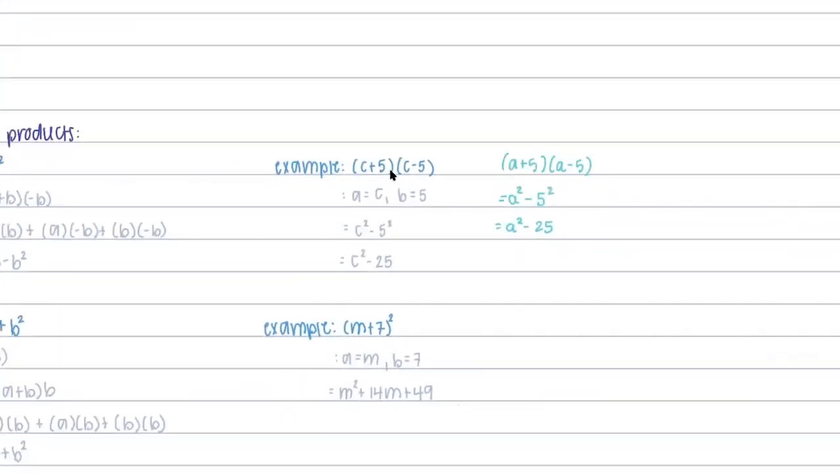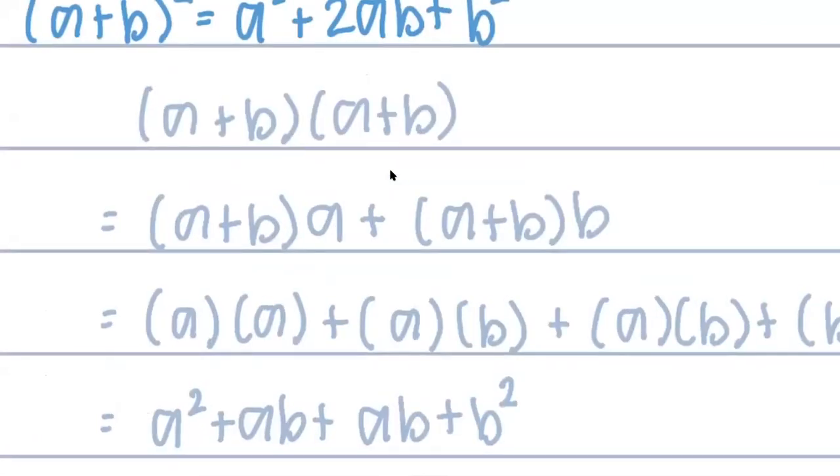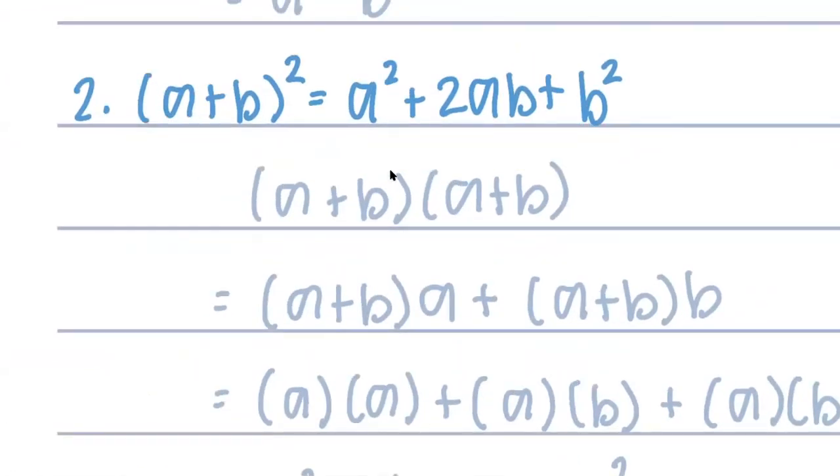Okay, let's move on to the second one. So the second one is when you multiply a plus b times a plus b, or a plus b squared. What you get is a squared plus 2ab plus b squared. Okay, so here's the distributive property for that. A plus b times a plus b. Then you take this parentheses and distribute out this one. Is there any shortcut on this? Yep, this is a shortcut right here: a plus b times a plus b equals a squared plus 2ab plus b squared.